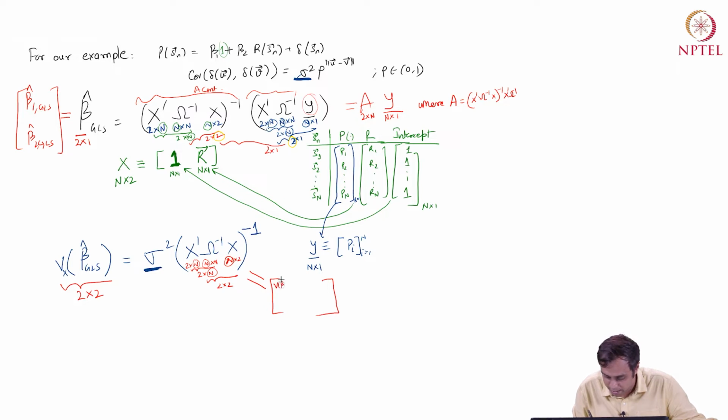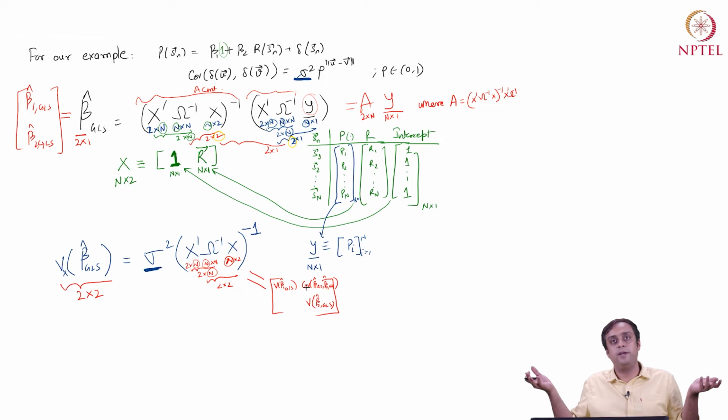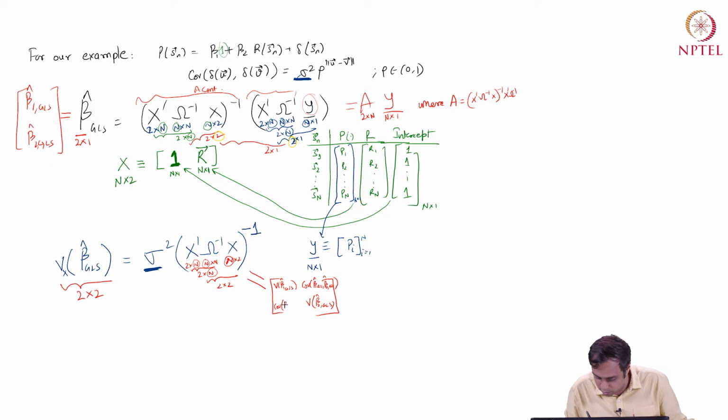So the variance of beta 1 hat GLS and the variance of beta 2 hat GLS are the diagonal elements, and the off diagonal elements are nothing but the covariance of beta 1 hat GLS and beta 2 hat GLS. This is a symmetric matrix because the covariance of the flipped order, covariance of beta 2 hat and beta 1 hat, is exactly the same as the covariance of beta 1 hat, beta 2 hat, right?